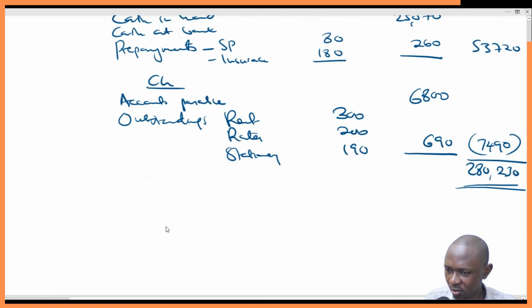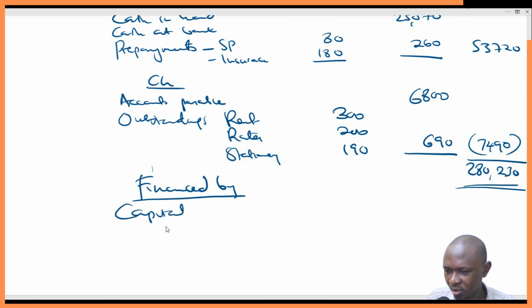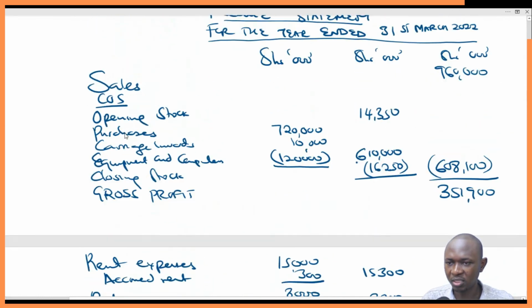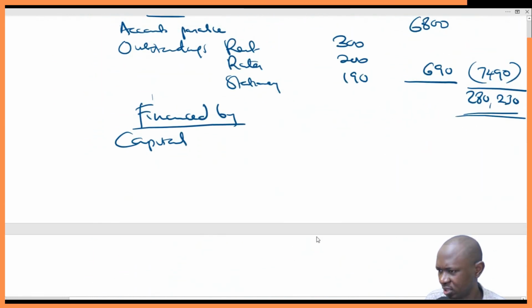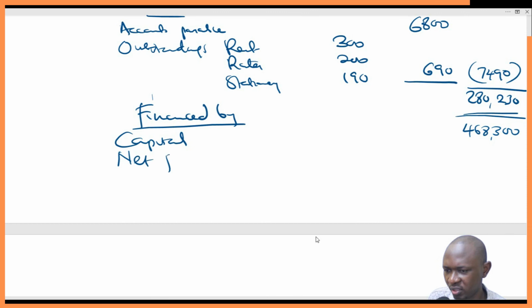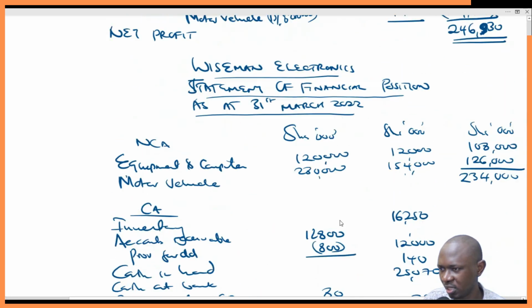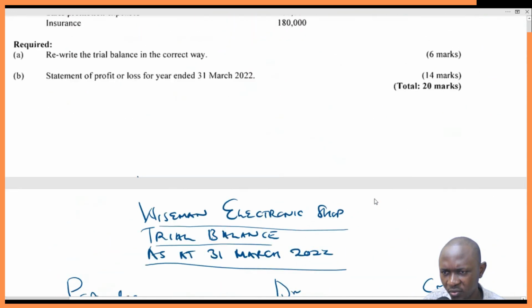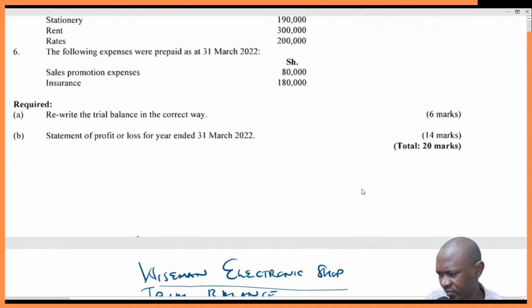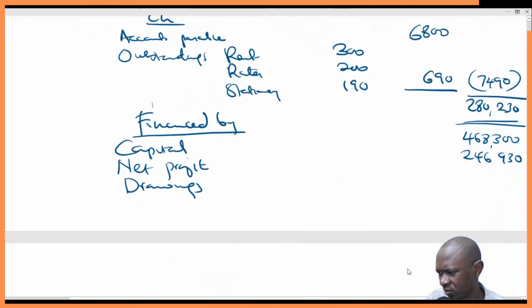Good. Then let's look at the financed by section. Of course, we have capital. How much is capital? Capital is 468,300. Then we add the net profit, which was 246,930. And then we less the drawings, which, if I'm not wrong, the figure was 35,000. Let's just get it from here. Drawings 35,000.